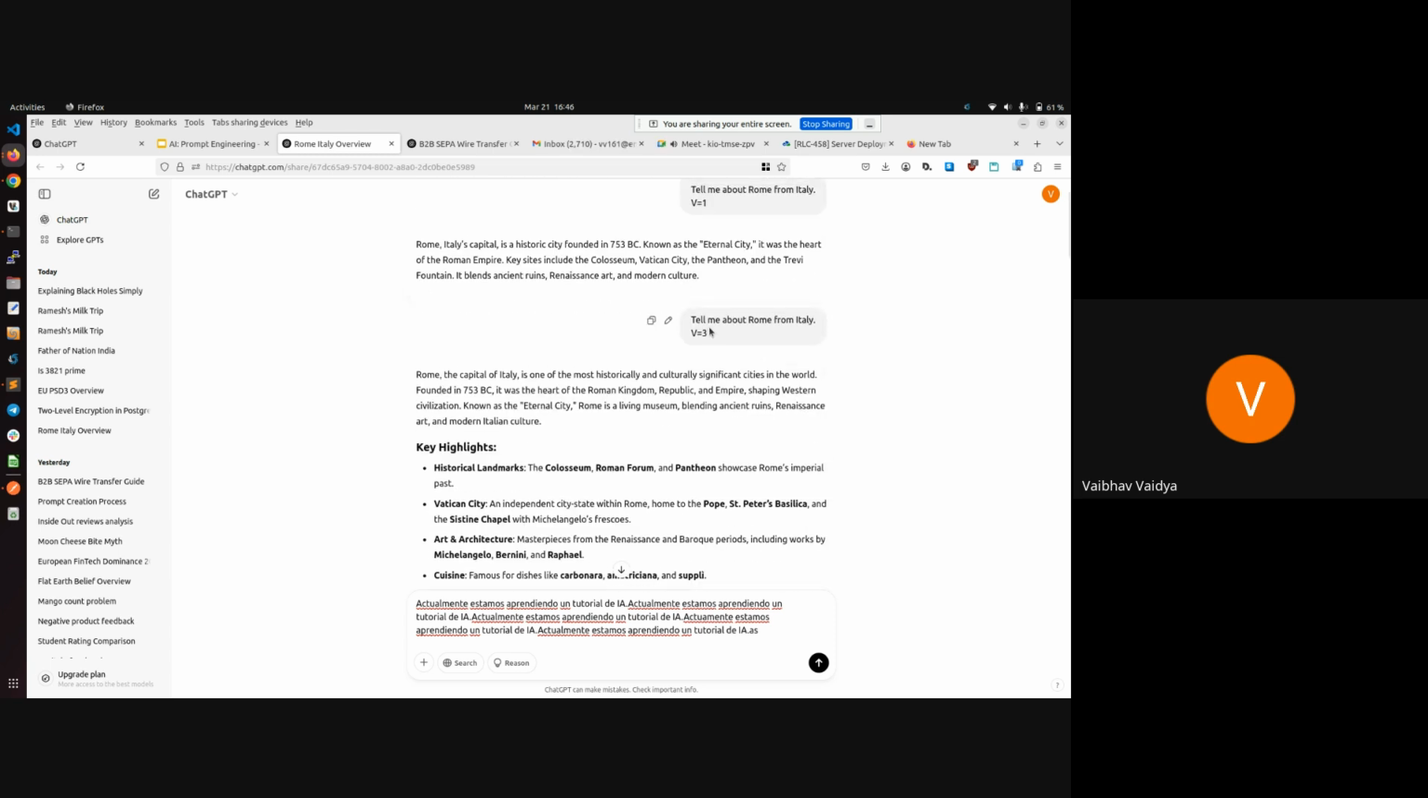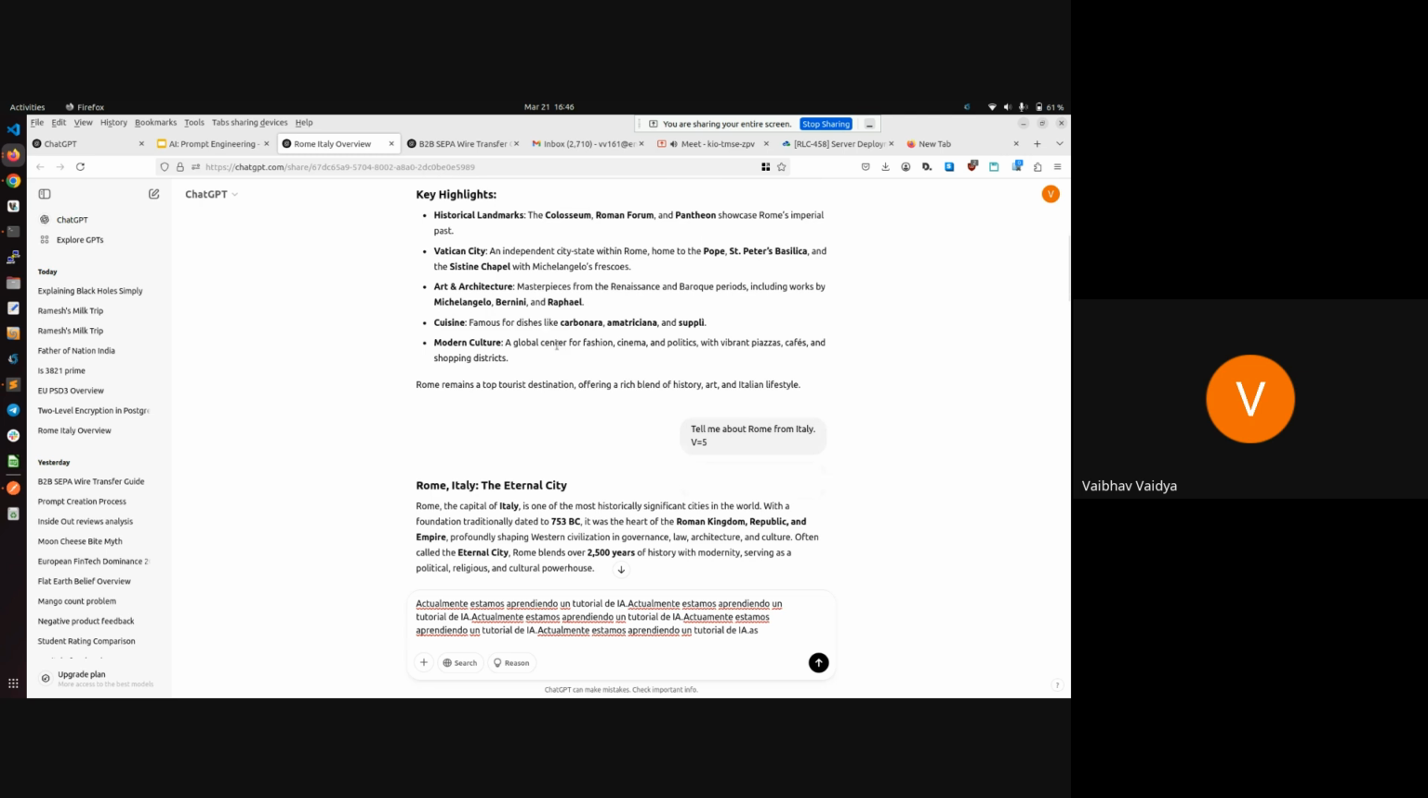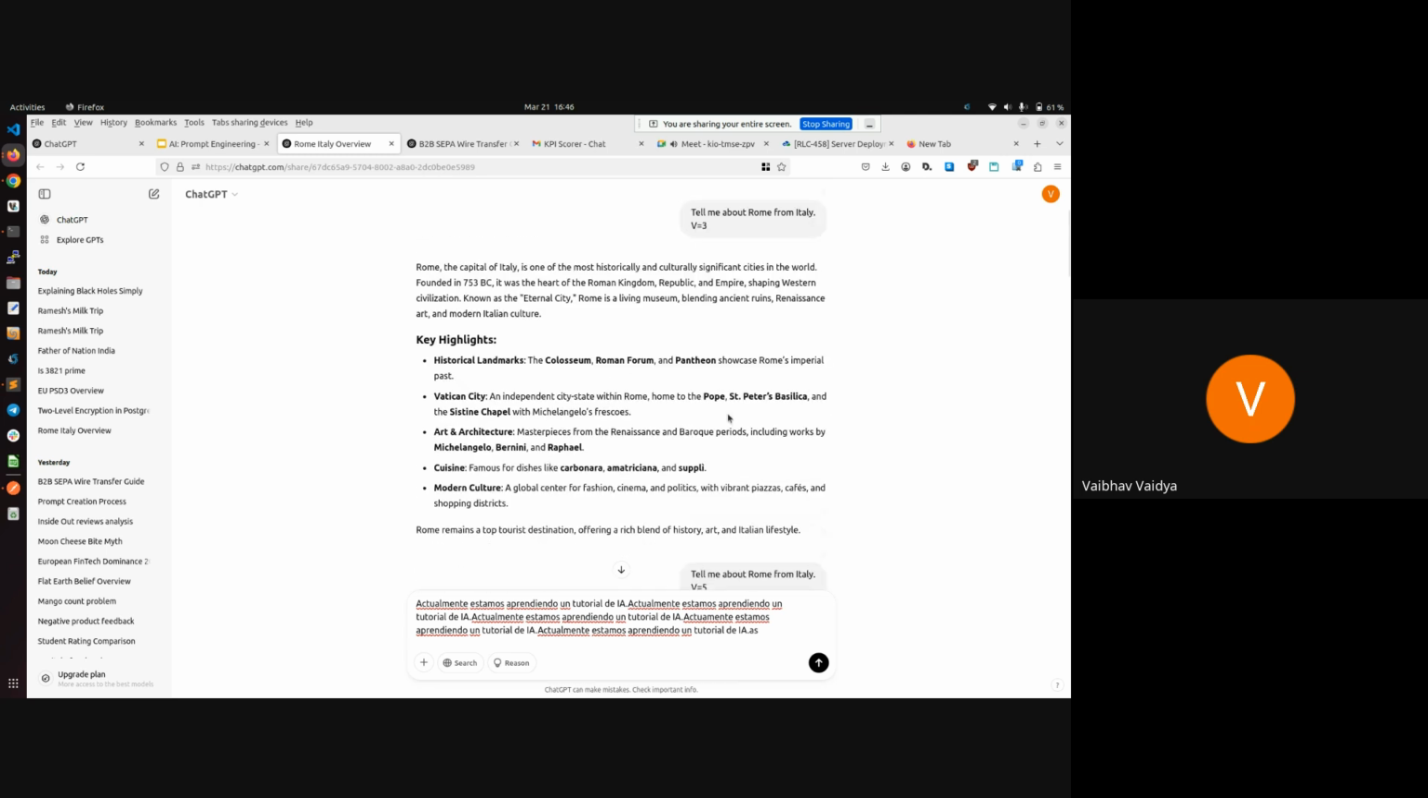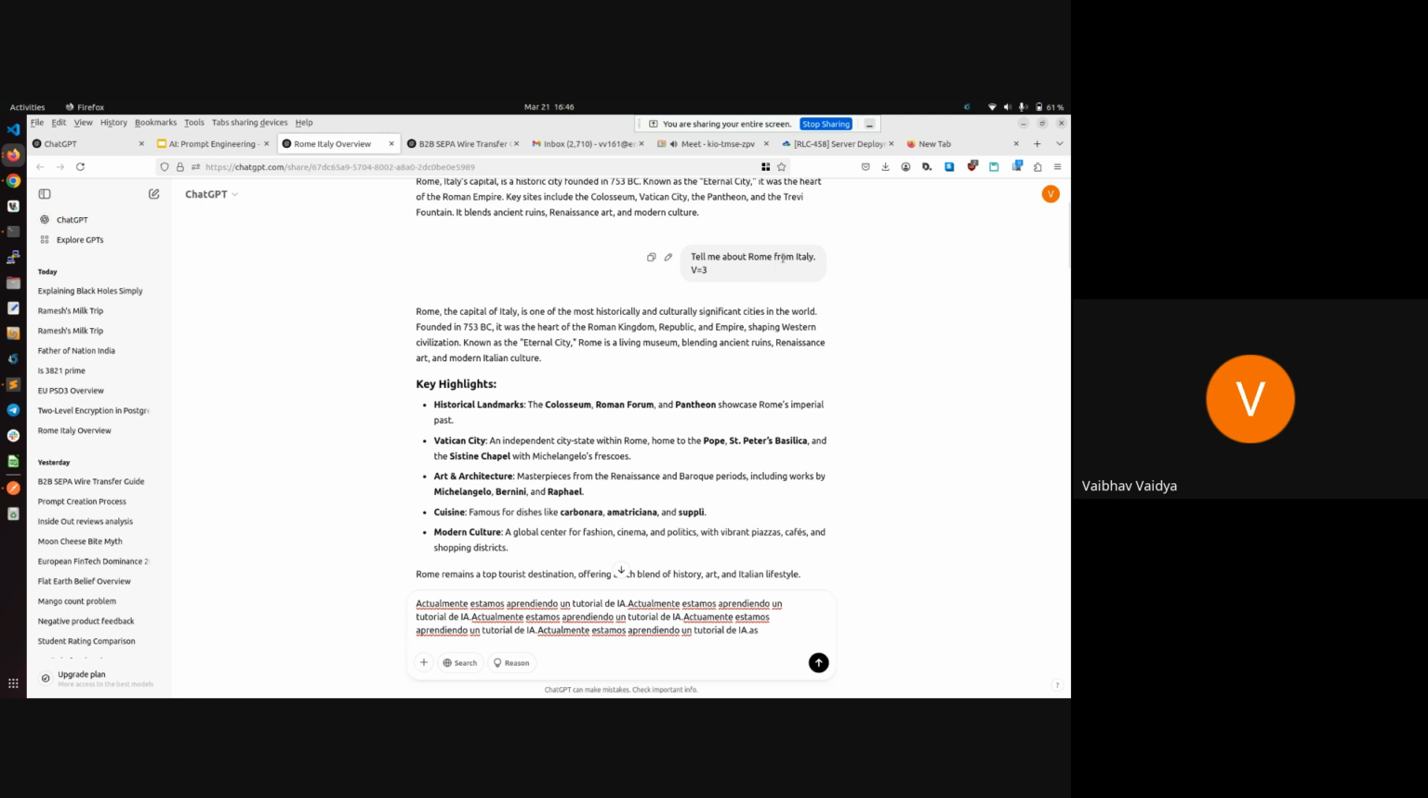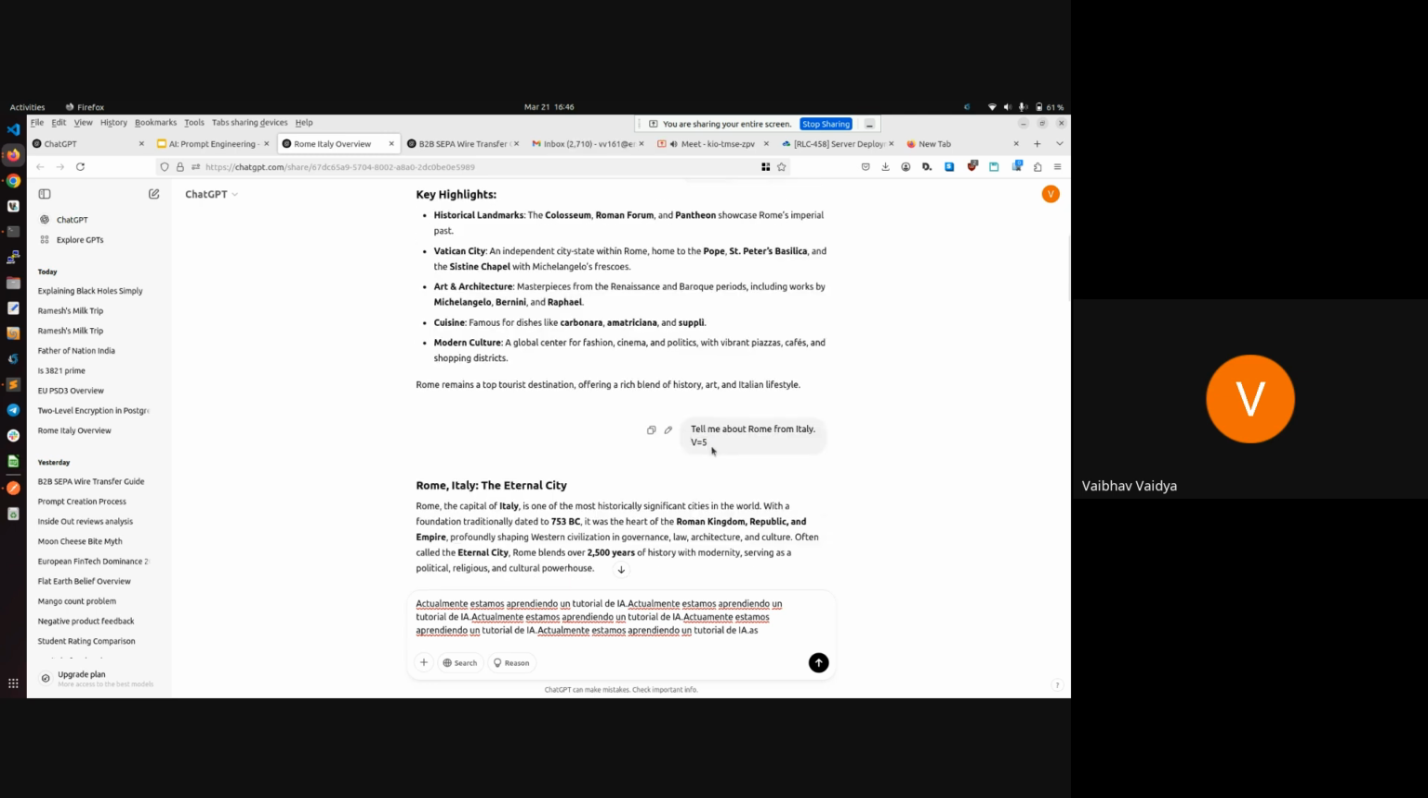Again, I repeated the same thing: tell me about Rome from Italy, with V equals 3. Since the verbosity level has now increased to 3, it has given me a little bit more information. Then I again repeat the same. Each time my prompt is the same, but the output is changing due to the custom instructions I had set. Now I'm setting verbosity equal to 5.